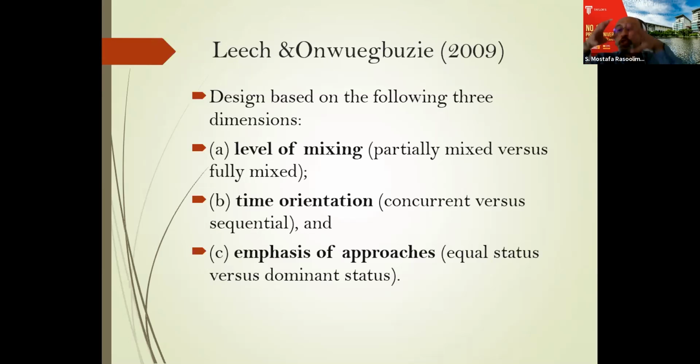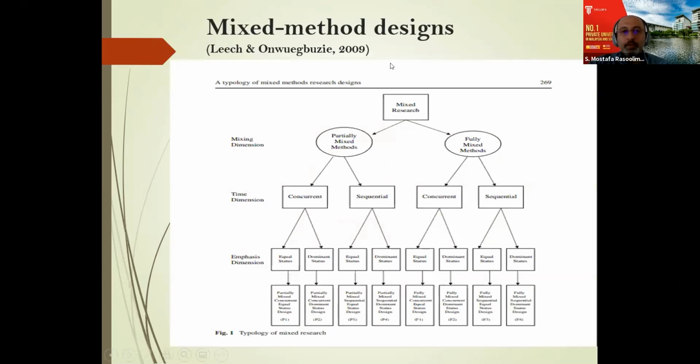So this study tried to summarize those vast categorizations based on these three main criteria: level of mixing, time, and emphasis of approaches. Which one is dominant, and which one is of equivalent status. Here, this is from the same work. So you can see this tree, you can see this diagram.